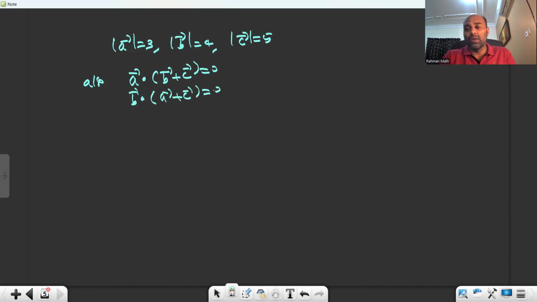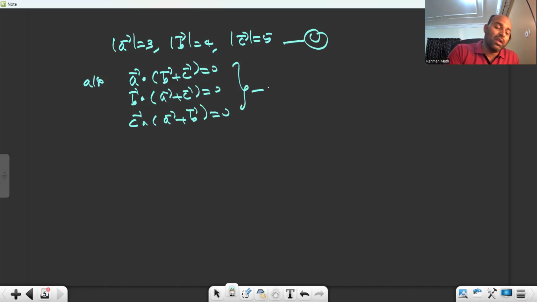Whatever perpendicular is coming, I told you, if this and this are perpendicular, it means this dot product equals 0. So here A and A like that only. C and A plus B are also perpendicular. Each one of them is perpendicular to the sum of the other two.